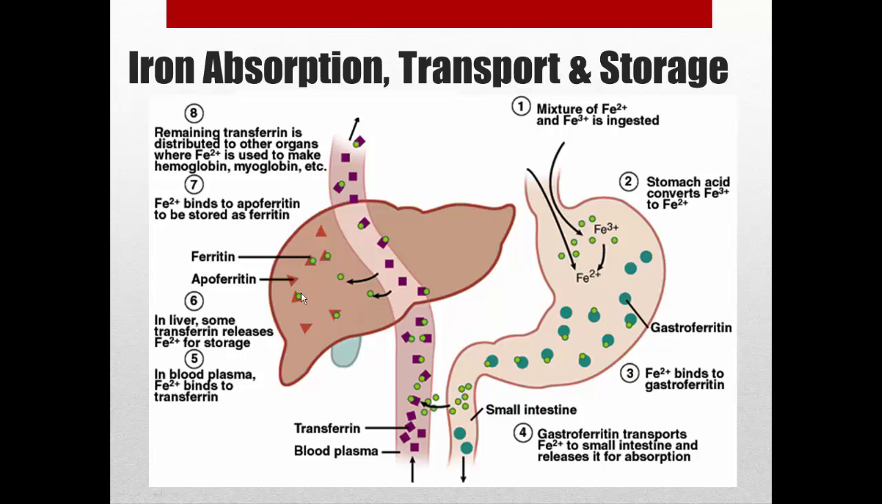The way we store it in the liver is that another protein called apoferritin binds with the iron and forms ferritin. So again, apoferritin is the protein by itself. Ferritin is the protein plus the iron in combination, and that's the way we're going to store it in our liver. Now, any transferrin that carries iron along could take it to the marrow, and that's where it could be made into more hemoglobin or even myoglobin, which is the way we store oxygen in our muscles.